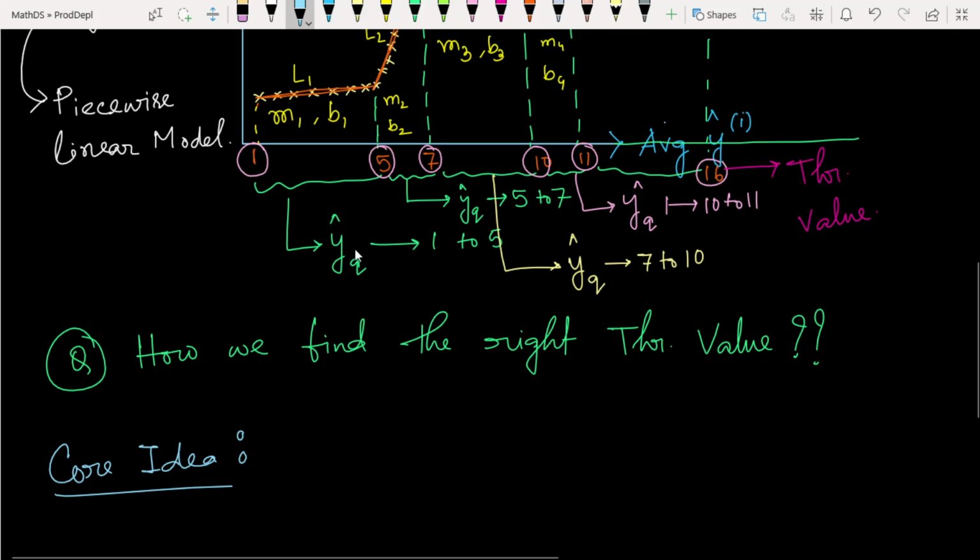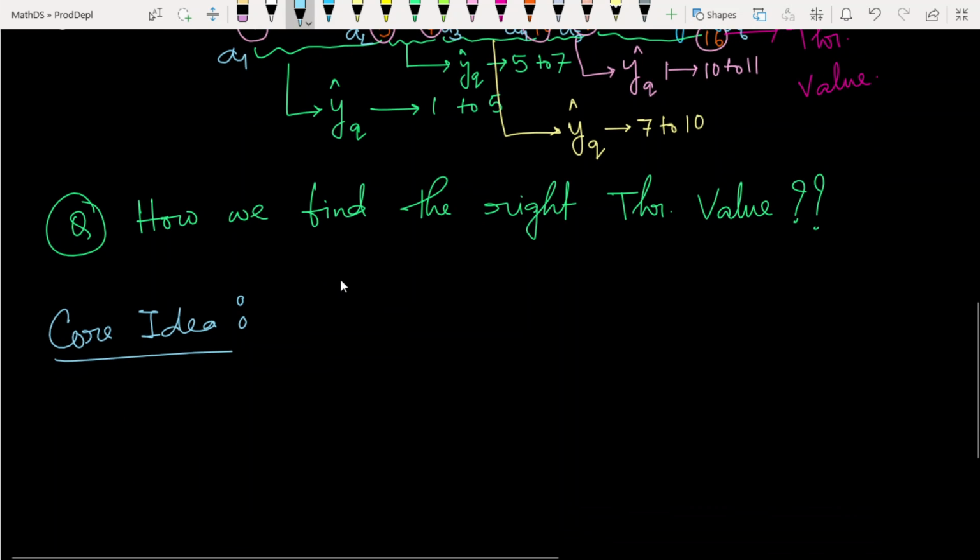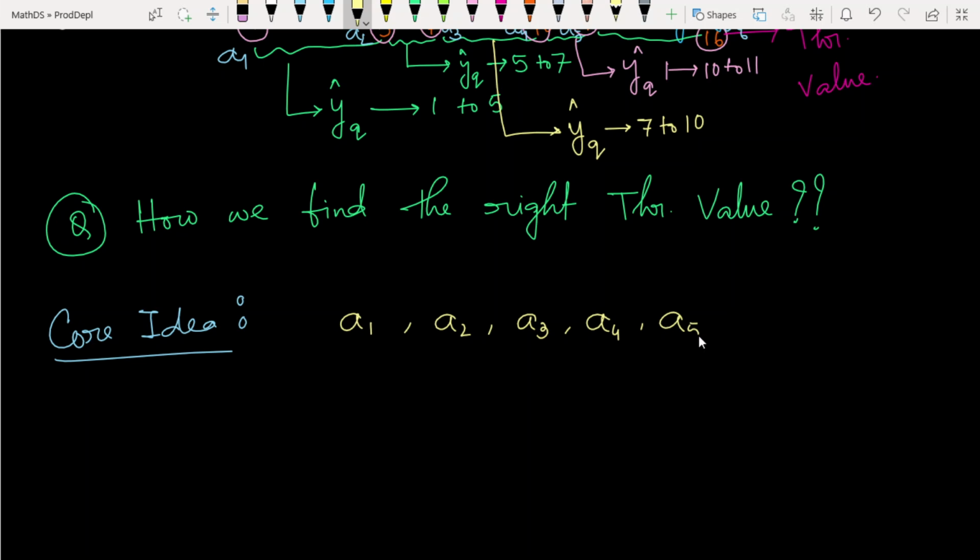So we have to find, suppose, A1, A2, A3, A4, A5, and A6. These are the threshold values. You have to predict these. So after finding this, we can easily apply the linear model onto it.